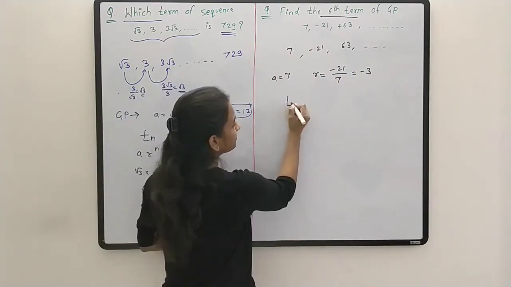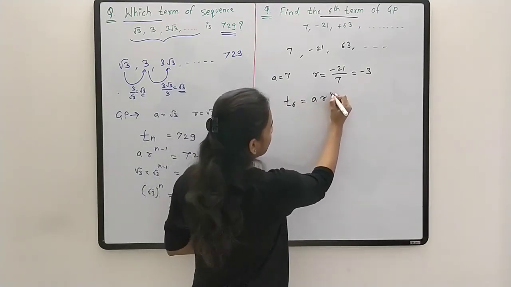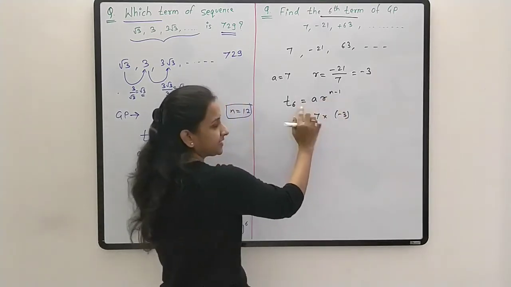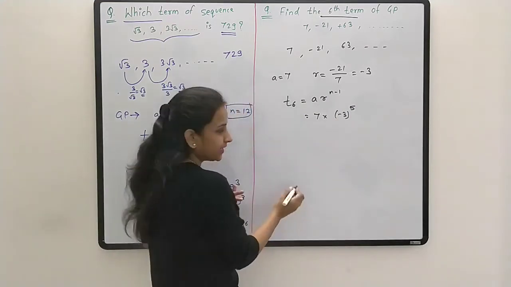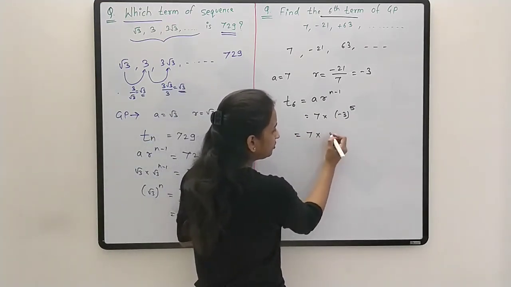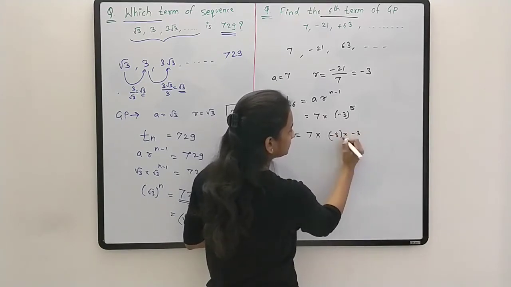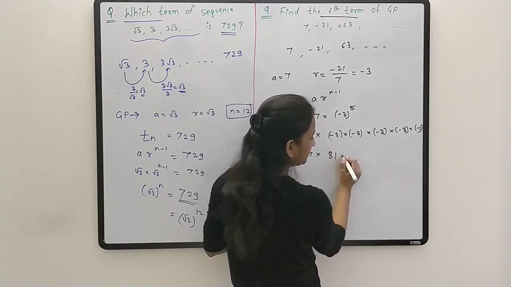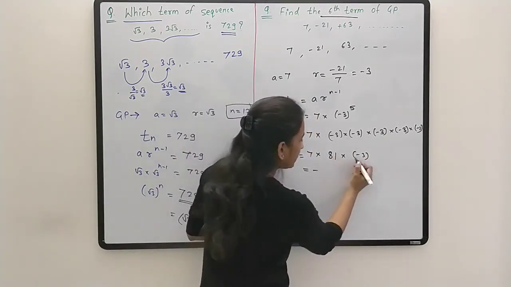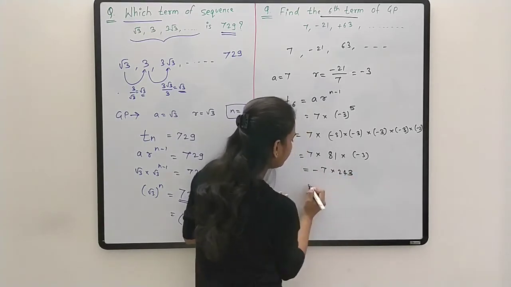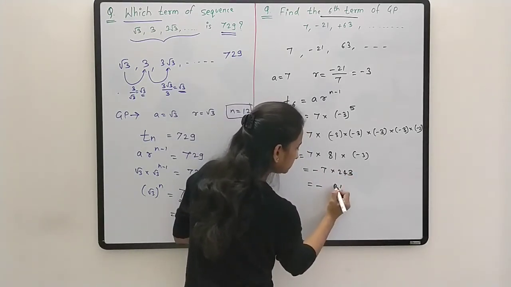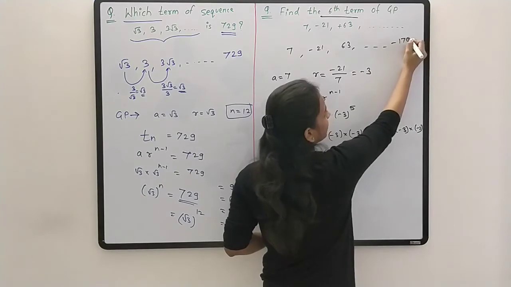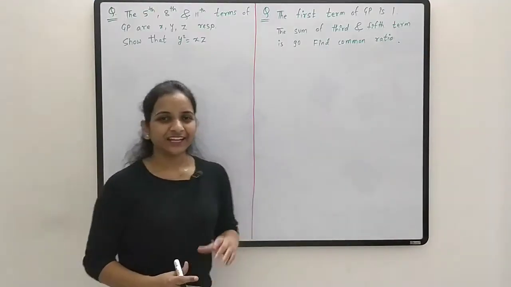Here we have to find 6th term, T6 is A into R power N minus 1. Let's substitute this. 7 into R is minus 3, N is 6. So 6 minus 1 is 5. Right? Let's find it out. 7 into minus 3 into minus 3 into... this is 9 into 9, 81 into minus 3. So this is 7 into 3 to the 4, minus... sixth term of GP series is minus 1701. Easy?